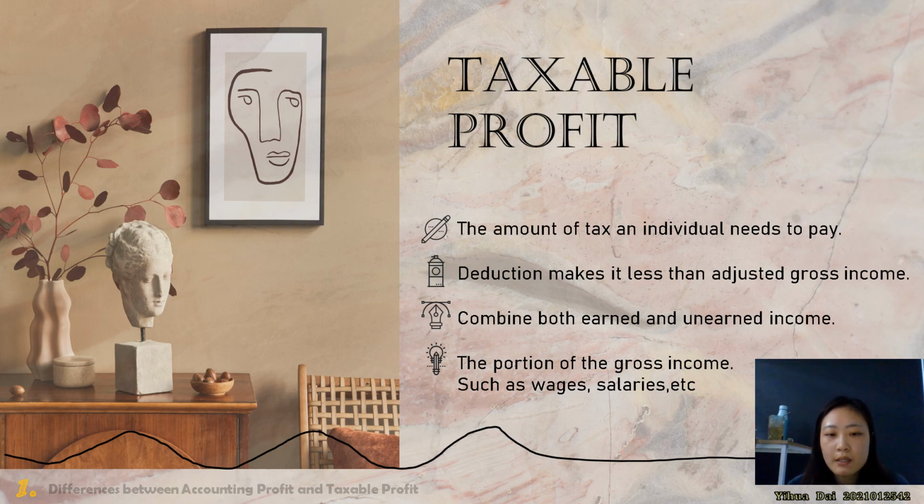The most common example is employee compensation, which is about salaries, wages, and so on. The company will need to report this taxable income to the government and see how much they will need to pay. And it is usually less than the adjusted gross income as well.